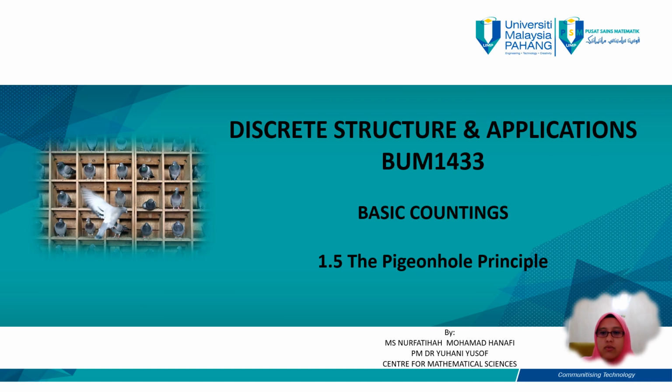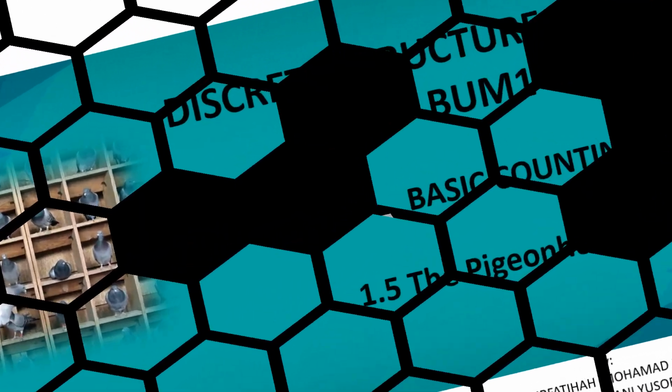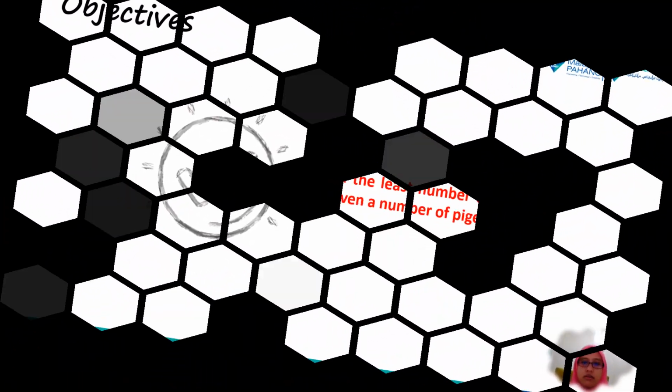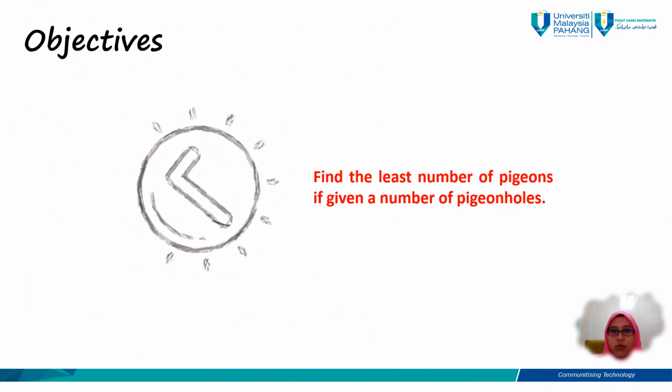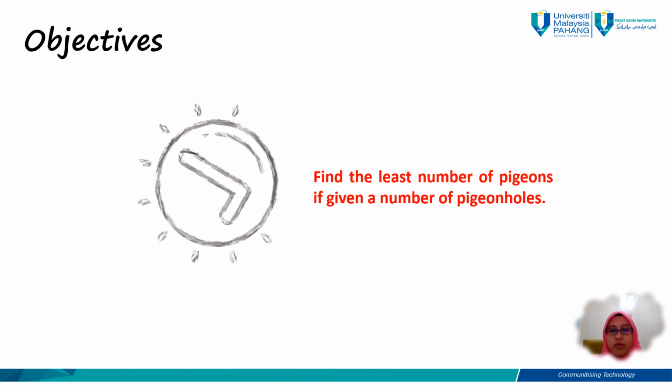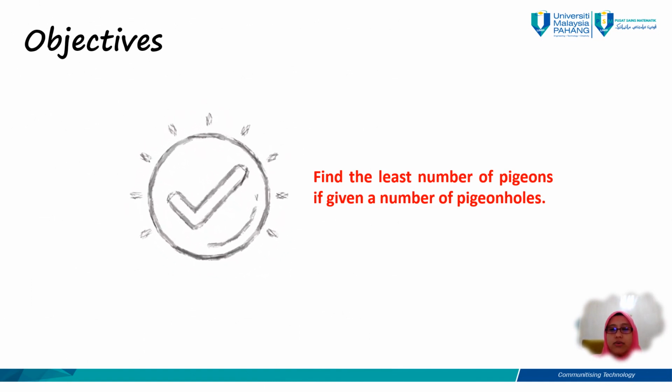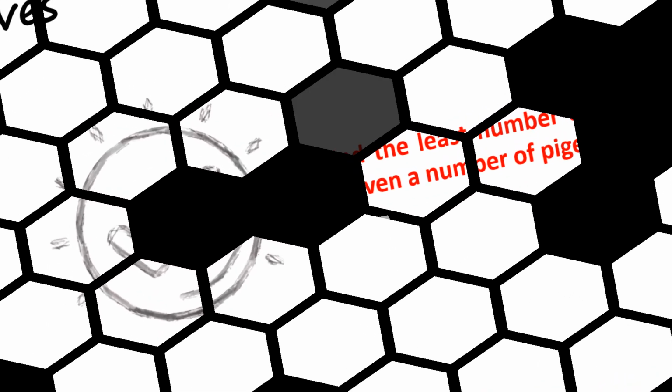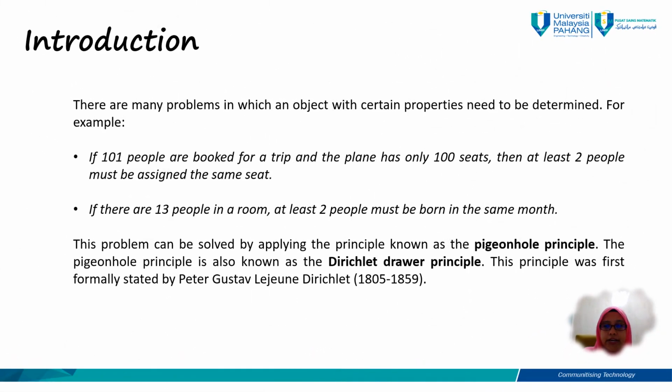In this video, I would like to discuss subtopic 1.5, the pigeonhole principle. So here is the objective of this subtopic: at the end of this lesson, I want everybody to know how to find the least number of pigeons if given a number of pigeonholes. Okay, so let's start with the introduction first.